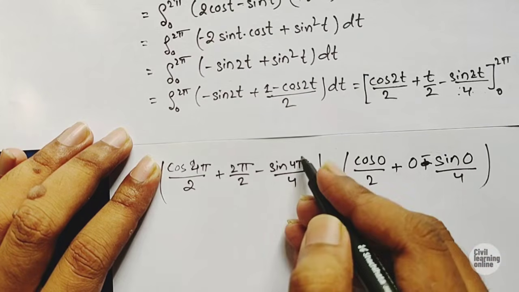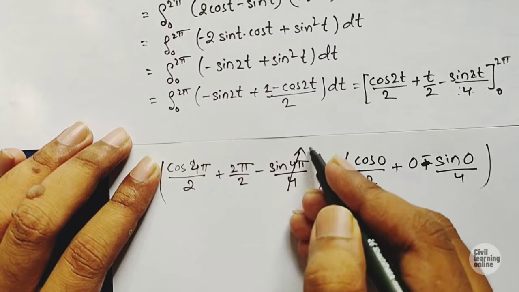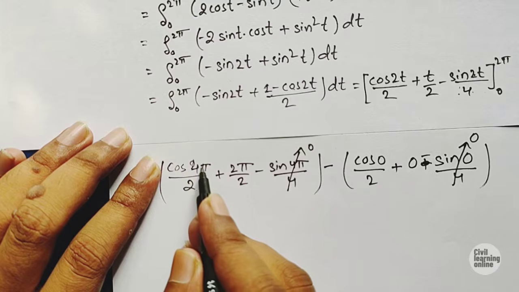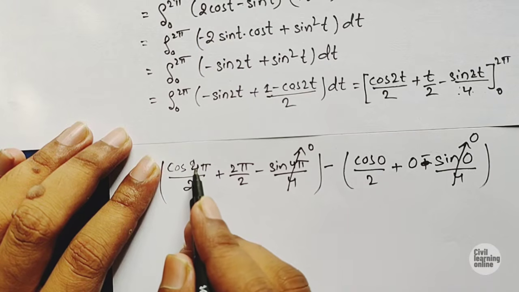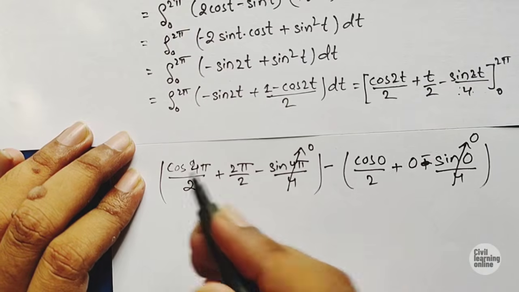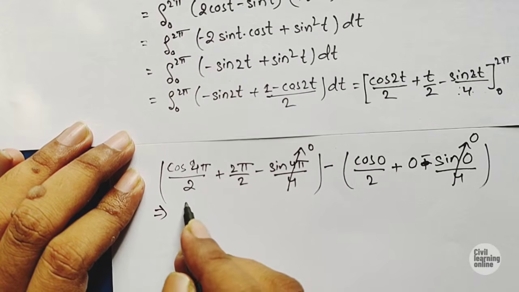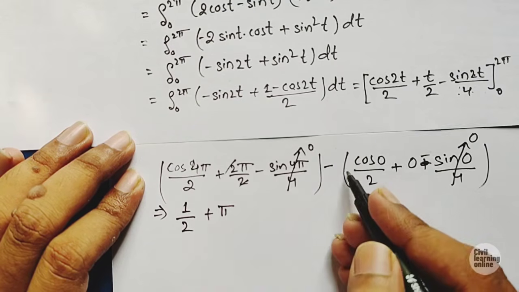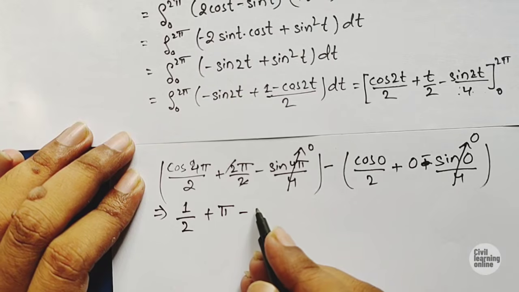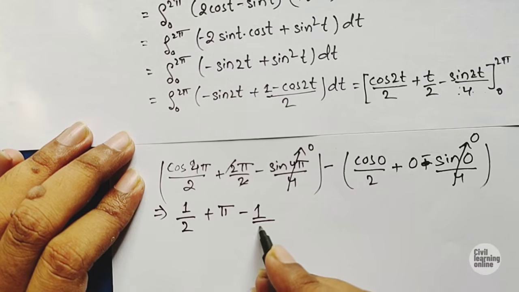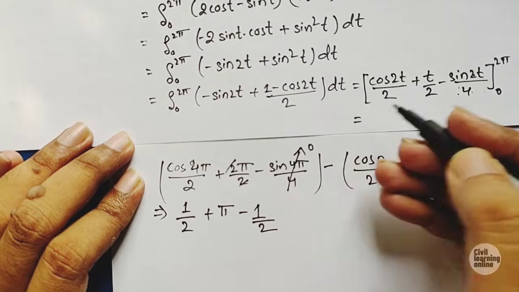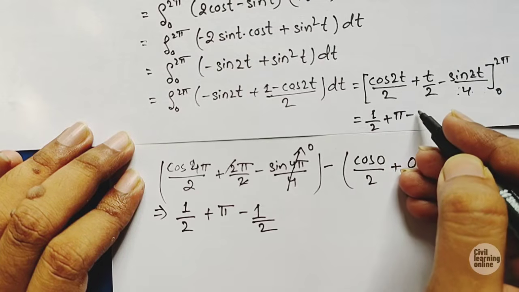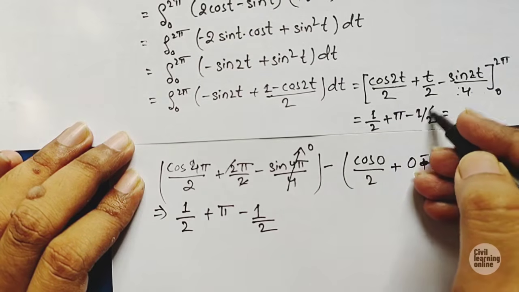Now we know that sin 180 degrees equals 0, and sin 0 degrees equals 0, and here cos 4 pi means twice of 360 degrees, so its value is 1 upon 2 plus pi, and this gets 0, and we will have another cos 0, so its value is 1 upon 2. So on putting the values, we will get 1 upon 2 plus pi minus 1 upon 2. So we have got the value, that is pi.